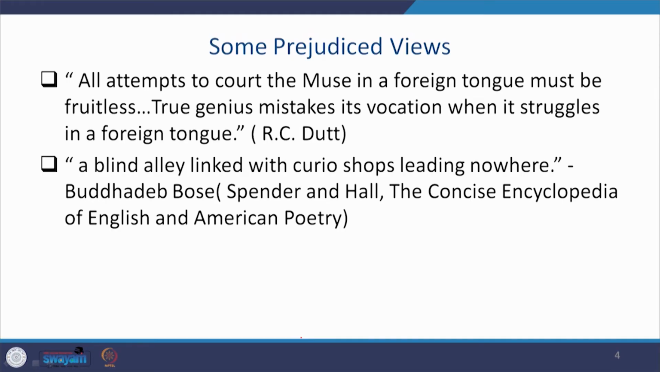These were some of the things that we had started with, but then there was actually a time when our early Indian English poetry began. There were certain views which now, after 200 years of the beginning of Indian English poetry, we can call prejudiced views. Let us have a look at two views, by two people, one of them being R.C. Dutt, a major Indian poet, Ramesh Chandra Dutt, who had once said, all attempts to woo the muse in a foreign tongue must be fruitless. He had used the word fruitless. True genius mistakes its vocation when it struggles in a foreign tongue.